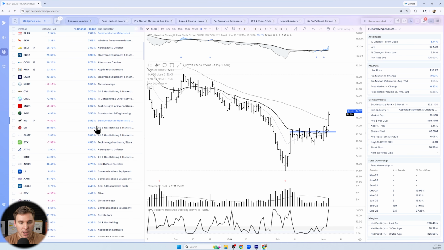So as you go down, you can see more and more oil and gas names, biotech popping up again, application software popping up again. So as you go through screens every single day, you'll start to notice different themes appearing over and over again. And that tells you there's rotation, money flow into those themes. So that's what I like to do. I sort by percent change today, sub industry right next to it to get a sense of where the rotation is flowing.